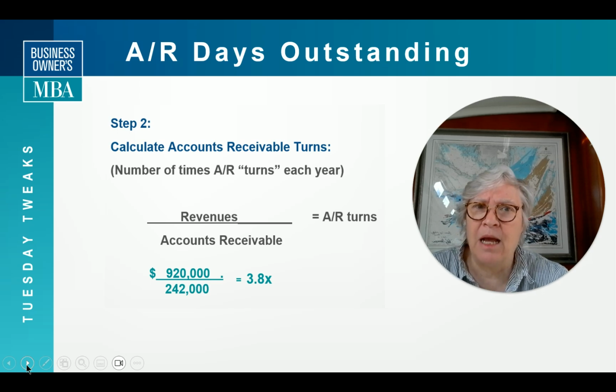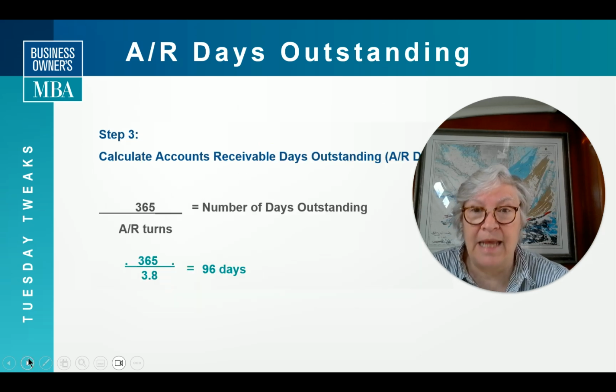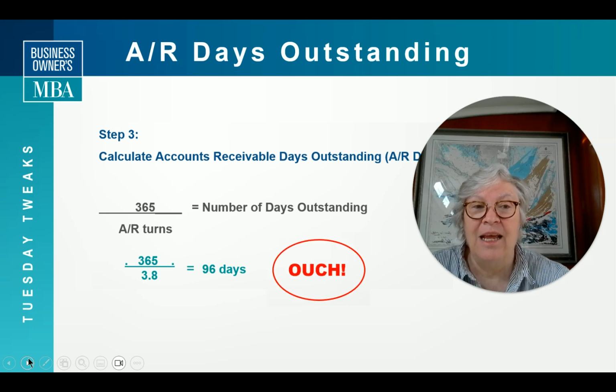Now, this number may not mean a lot. Here it's 3.8. So our final step is to turn those into days. Divide 365 by the turns. So 365 divided by 3.8 is 96 days.